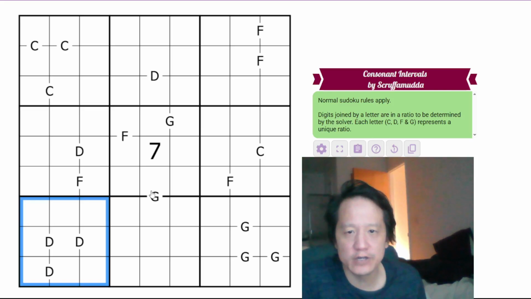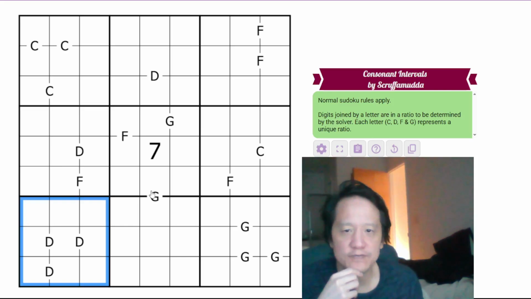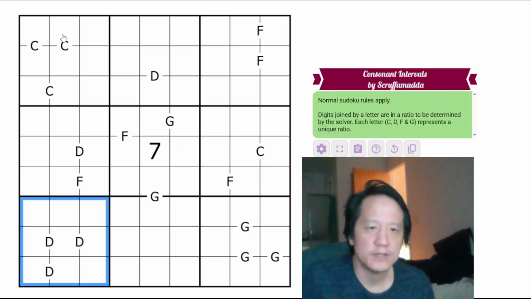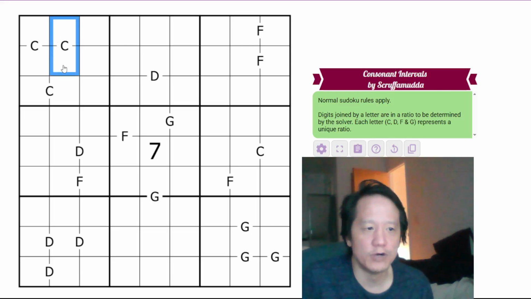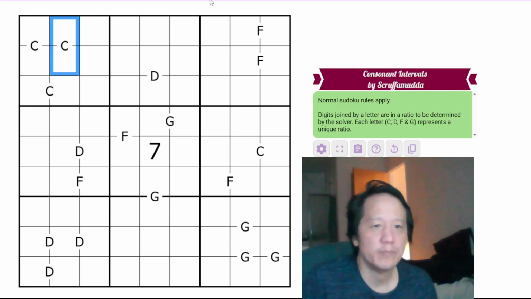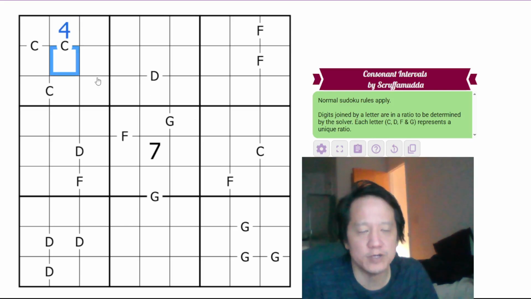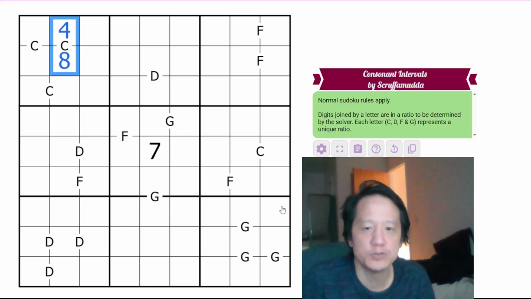Right. So each letter represents a unique ratio. That means C could be a 1 to 2 ratio, but if C is 1 to 2, no other letter from D, F, or G can be 1 to 2. So if C were 2 and this was a 4, this would be a 2 or an 8 to maintain the 1 to 2 ratio between those digits.